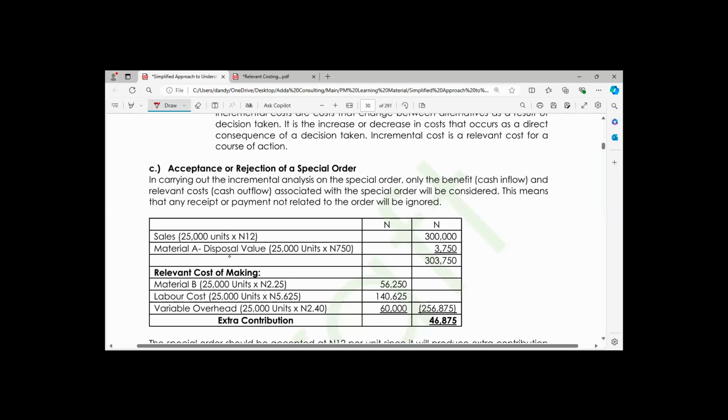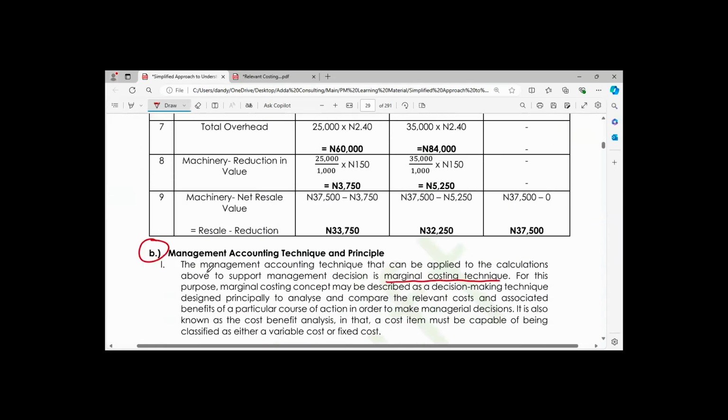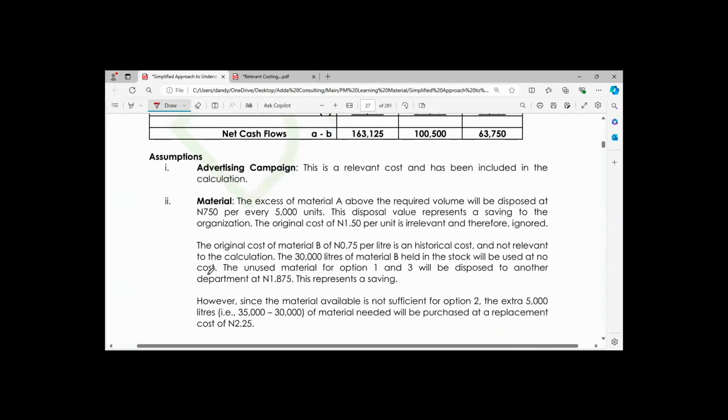So in carrying out the incremental analysis on the special order, only the benefits, that is cash inflow, and relevant costs, that is cash outflow, associated with the special order will be considered. This means that any receipt or payment not related to the order will be ignored. So your focus is on the special order. Any other cost or any receipt or payment that is not related to the special order, you have nothing to do with it. So according to the question, when you go to that number C requirement, look at what the examiner is asking you to do.